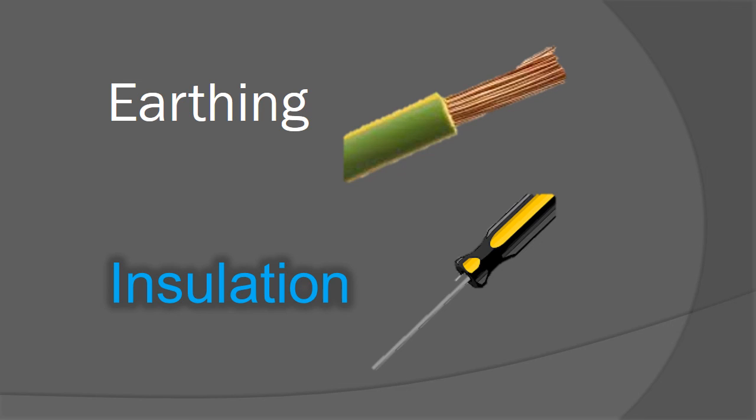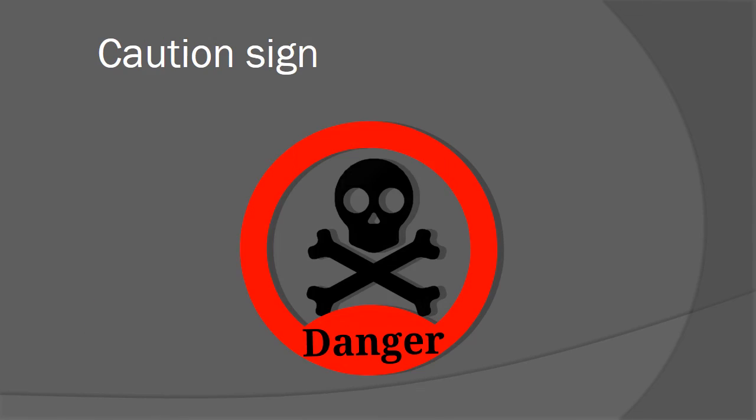Earthing. A wire with usually green insulation is used for earthing. Earthing prevents the leakage of current and minimizes the risk of electric shock. Insulation or plastic covering. The outer covering and handles of many devices like screwdrivers and switches are made using plastic in order to cut off the flow of current and protect the user from getting an electric shock. A symbol of a skull with bones is used as a caution sign to warn people before using heavy power electric appliances.